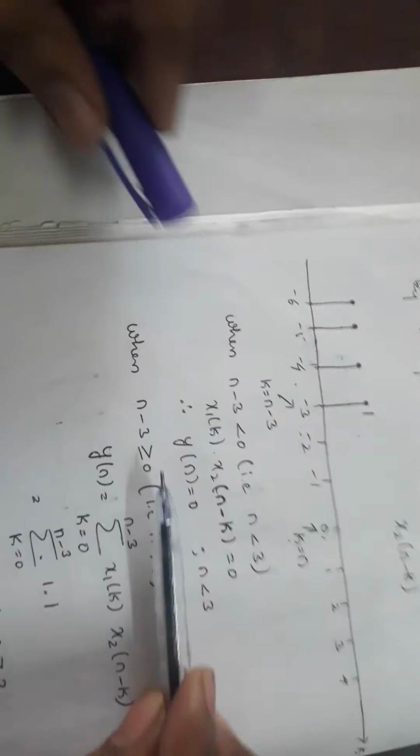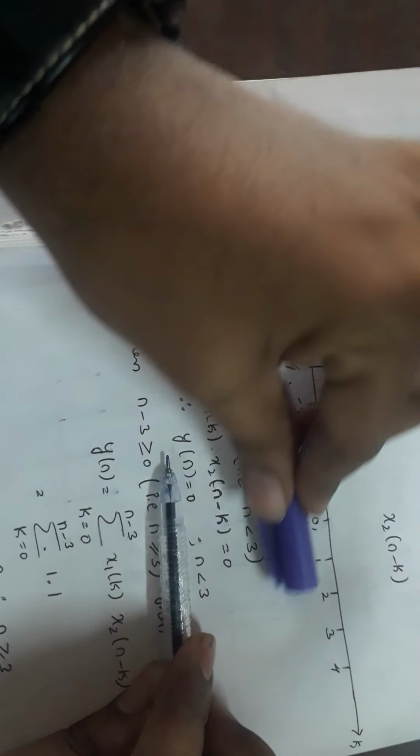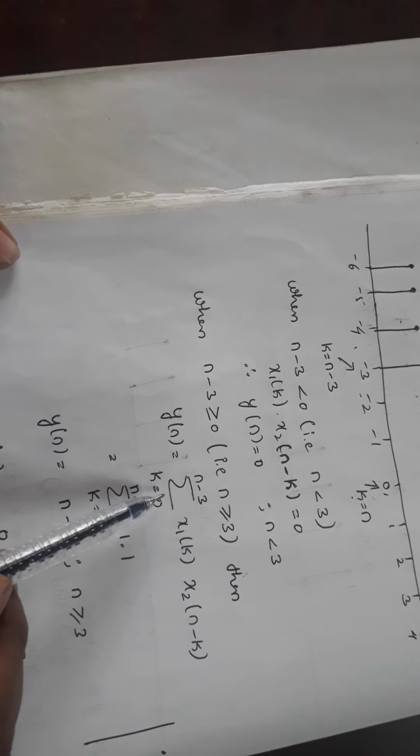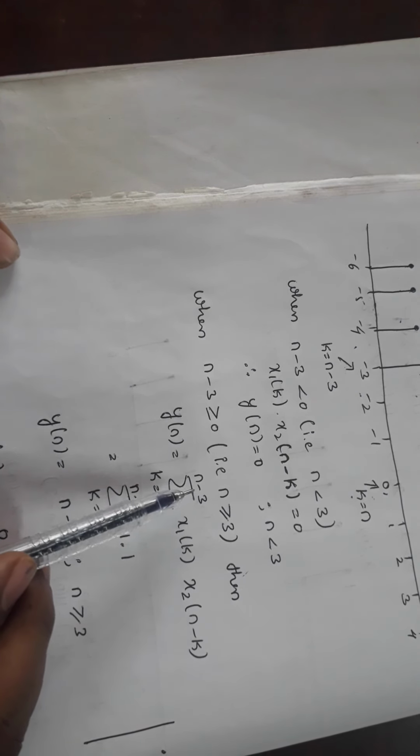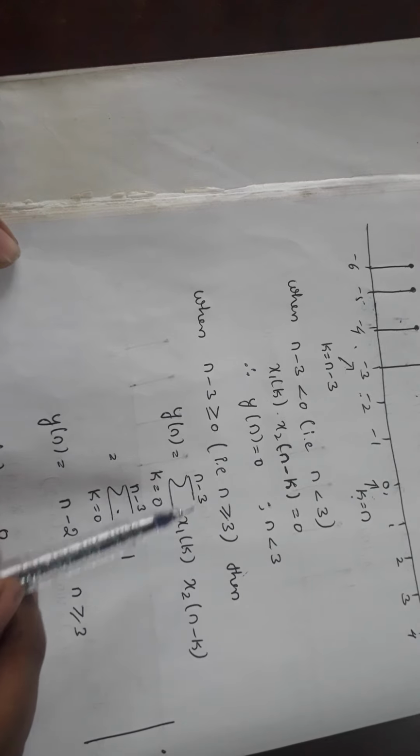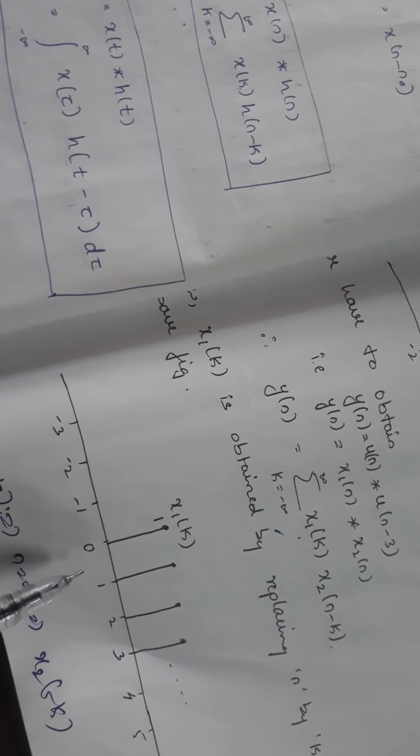In the second case, when n minus 3 is greater than 0, there will be overlap of the two signals. So we go for the convolution operation. The summation over k equal to minus infinity to infinity is replaced by 0 to n minus 3. Why? Because one point is 0 and one point is n minus 3, for x1 of k and x2 of n minus k.